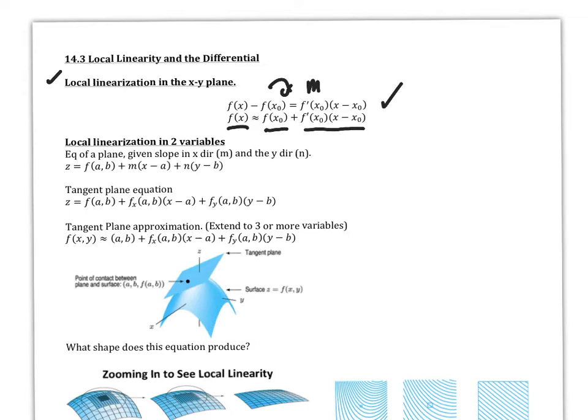So now we're going to be moving into two variables, and so we have the equation of a plane that we did before. So we have some initial value, slope in the x direction, slope in the y direction, and that was the equation that we did get for a plane.